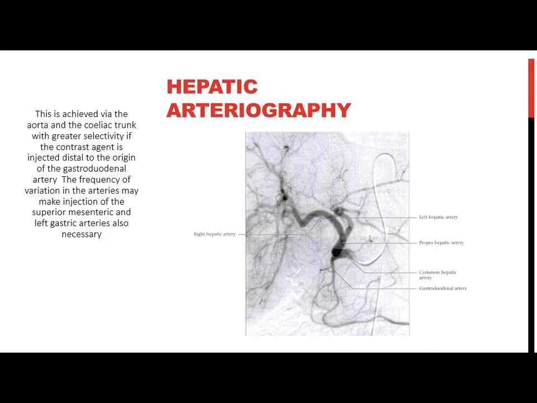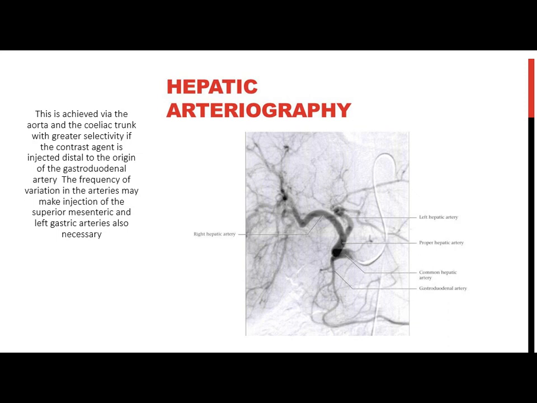Okay. Next. Hepatic arteriography is achieved by aorta or celiac trunk, with a greater selectivity if contrast is injected into the origin of the gastroduodenal artery, and the frequency of variation may make injection into the superior mesenteric, as we said before, and the left gastric artery necessary. Hepatic arteriography, you inject contrast where? Celiac trunk and aorta, but sometimes we have to inject the superior mesenteric first.